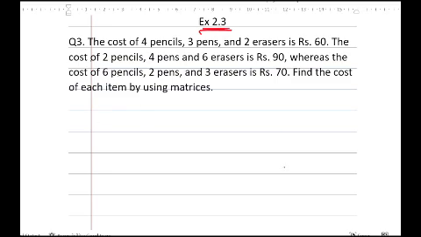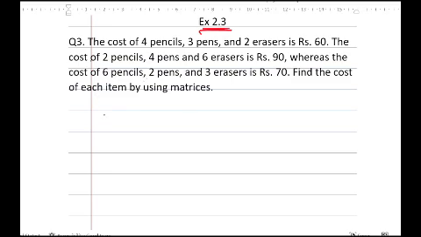So let's get started. The first question, question number 3, says: the cost of 4 pencils, 3 pens and 2 erasers is rupees 60. 2 pencils, 4 pens, 6 erasers is 90, and 6 pencils, 2 pens and 3 erasers is 70. Now you are asked to find the cost of each item using matrices. So for that, let us consider the cost of pencils, pens and erasers to be some variables.